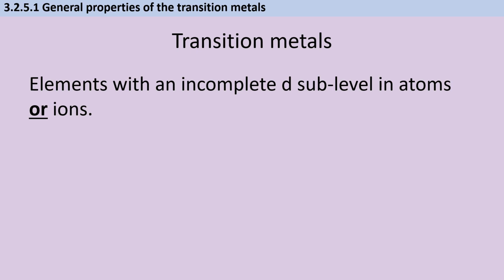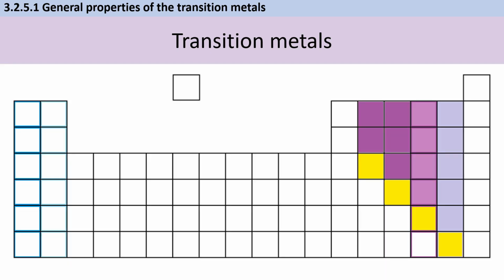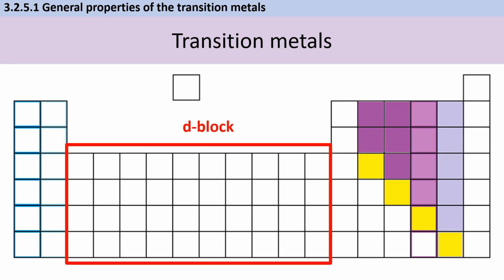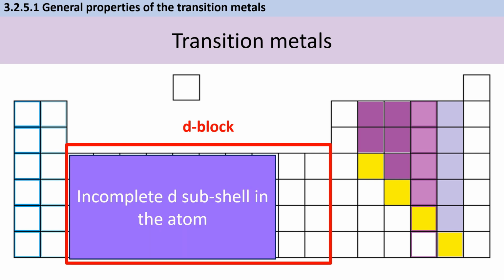AQA define transition metals as elements with an incomplete d sublevel in either the atoms or the ions. At GCSE, we treated the entire d block as the transition metals, and these are the elements that have their highest energy electron in a d subshell, but at A-level we refine our definition. Elements from scandium to nickel have an incomplete d subshell in their atom, so they're clearly transition metals.